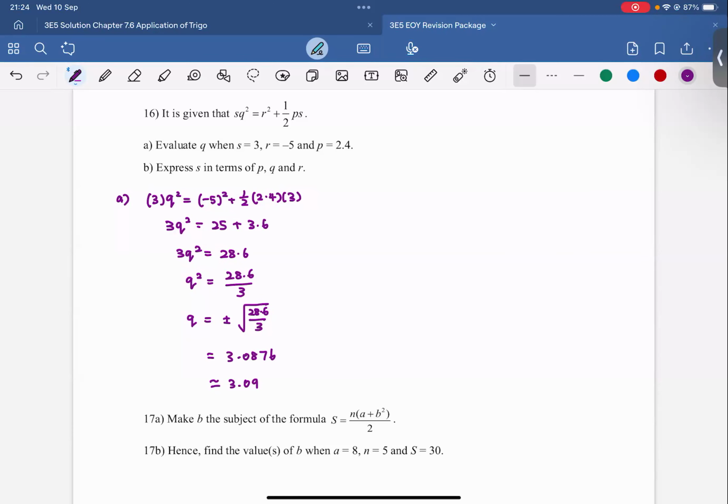Okay. B, express S in terms of P, Q, R means your answer is S equals to something. This something cannot have S. Okay, so what do we do? This one easy, no fraction already. Okay, we need to get rid of the fraction first. Cannot have half there. So we multiply 2 throughout.